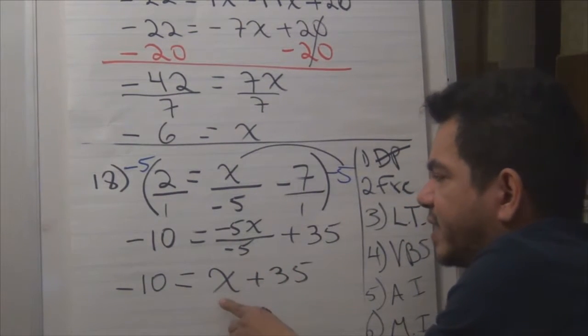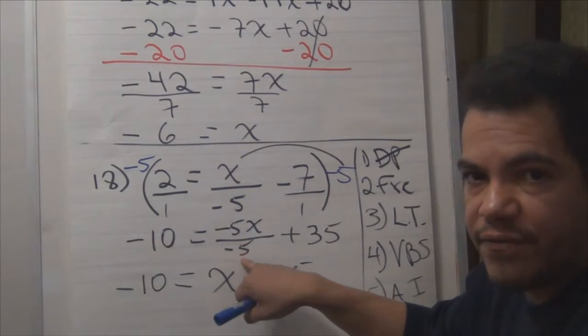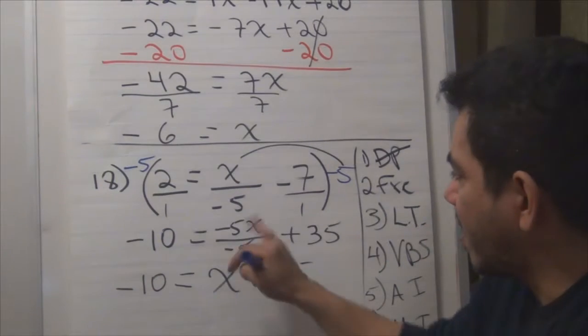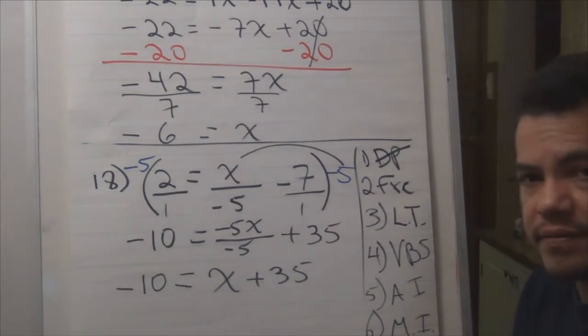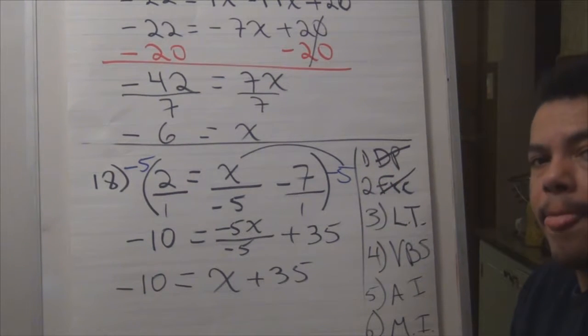Whoa, how did you get this x? Hello? -5 over -5. -5 divided by -5 is +1. So +1 x plus 35. So anyway, I got this, right?